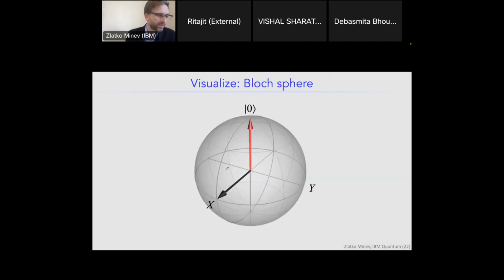Well, visually, let's first take a look at the Bloch sphere picture of the qubit and how it evolves under this rotation. When the qubit is in the ground state, you can think of it as this arrow pointing north.